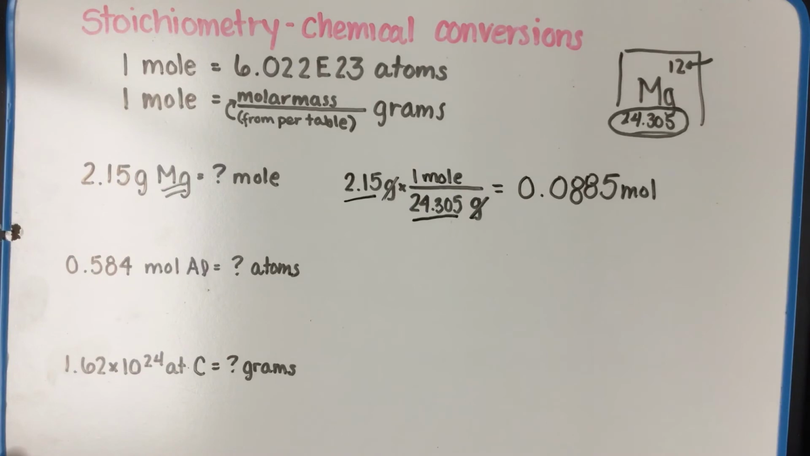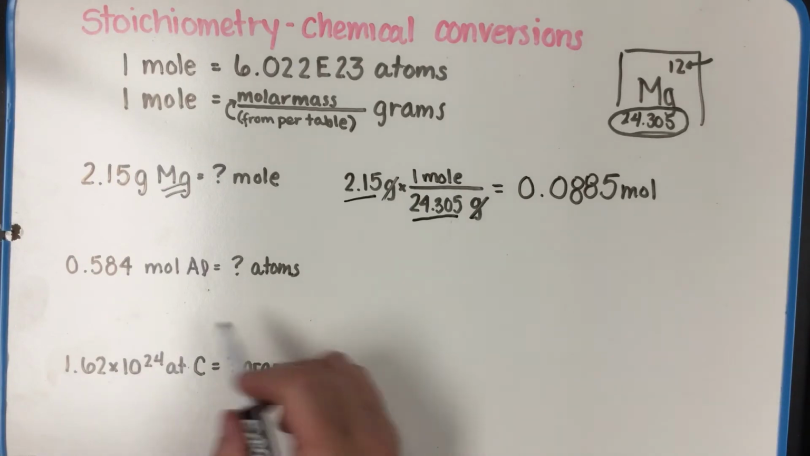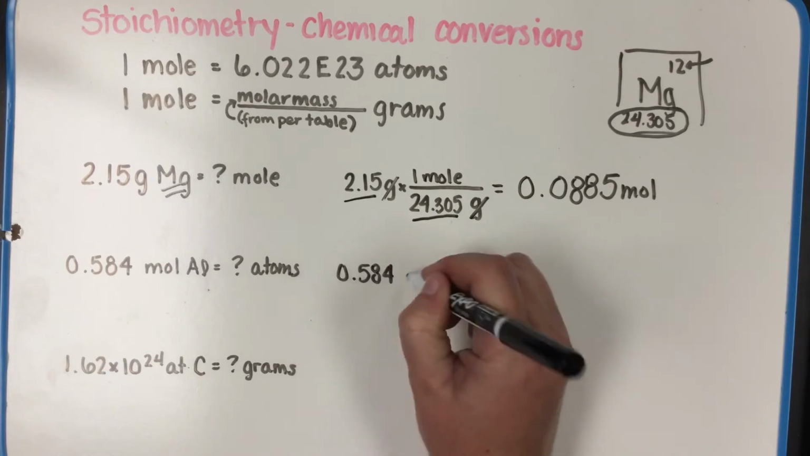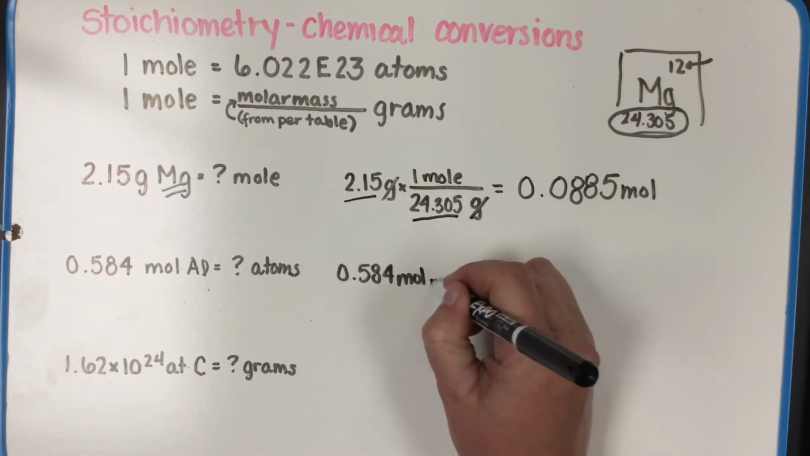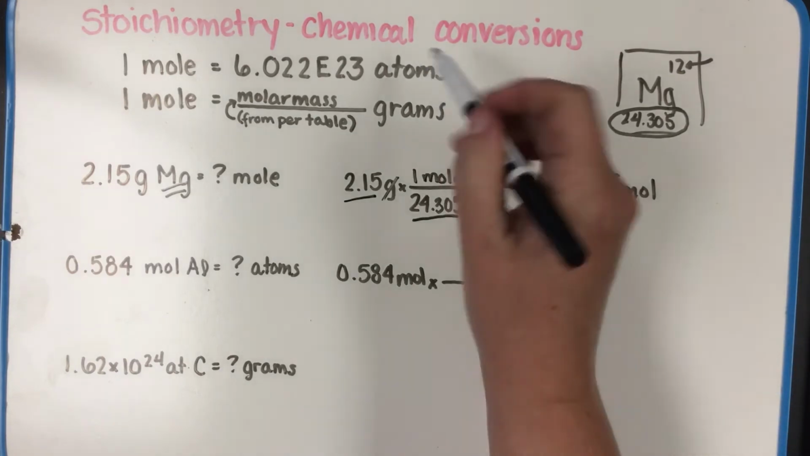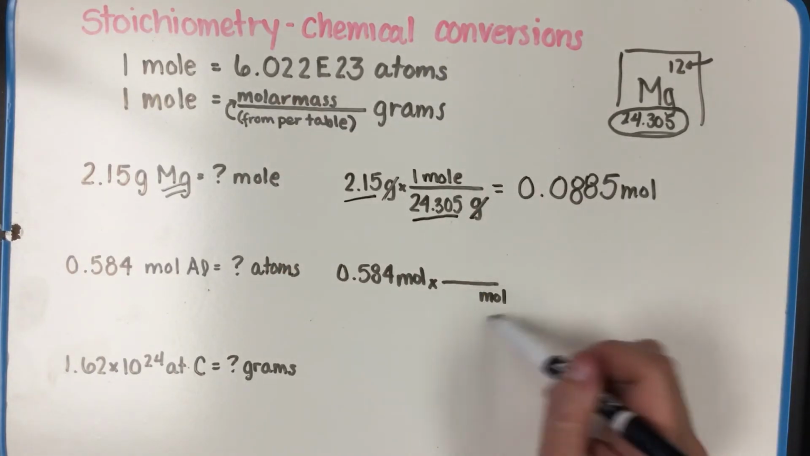0.0885 moles of magnesium. For our second example, we're starting with moles. So we rewrite our given, including our unit. The unit from the given goes to the bottom. And now we look at our equalities and say, where do we have the mole?